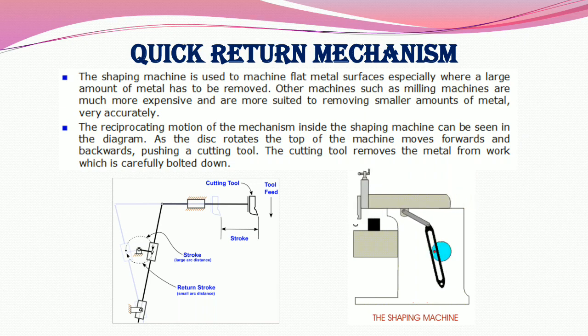So you see here, there is an animation and a figure. In the figure, you can see all these things. There are the stroke, large arc distance, return stroke, small arc distance, cutting tool, tool head, and the stroke. All are indicated in this figure. And there is an animation of a shaping machine.